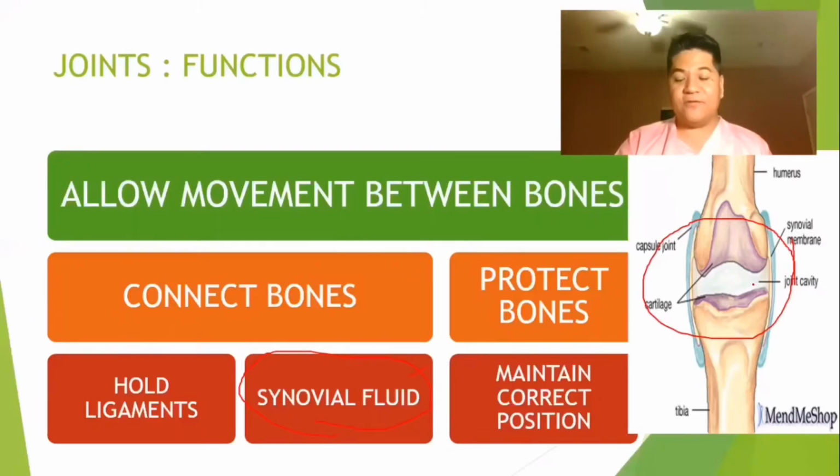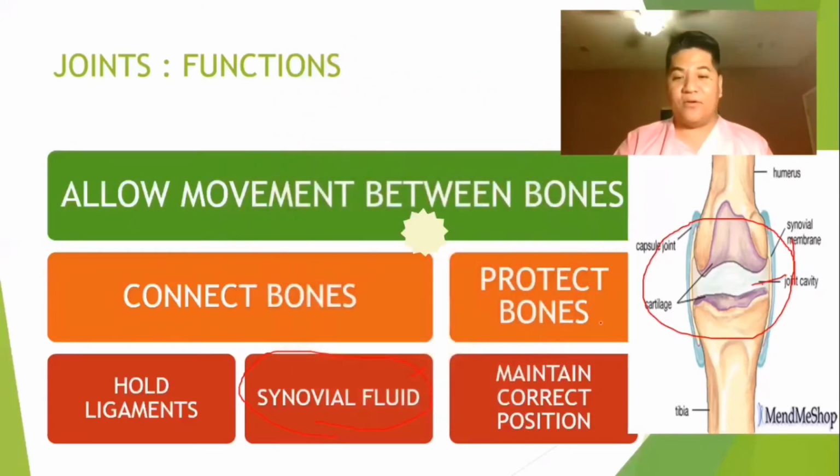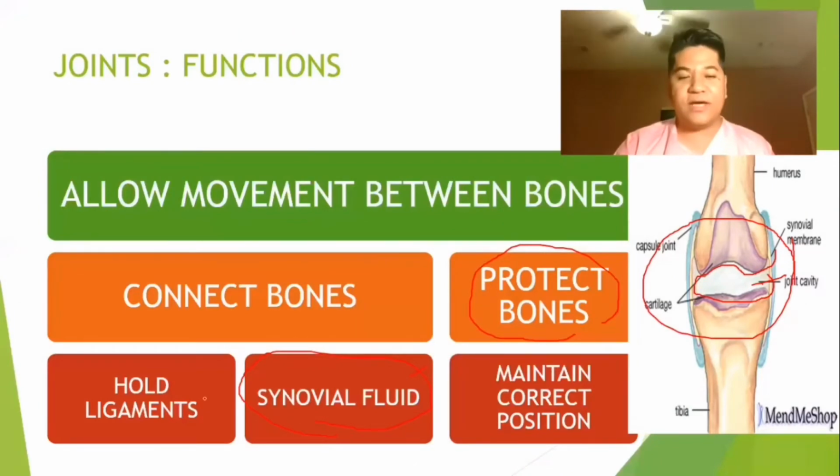The synovial fluid also gets loosened up or torn up with osteoarthritis. It could also be inflamed with rheumatoid arthritis or gout. It also protects the bones because of the synovial fluid, as well as the joint cavity itself. So it's like a cushion. Okay, it also holds other ligaments.